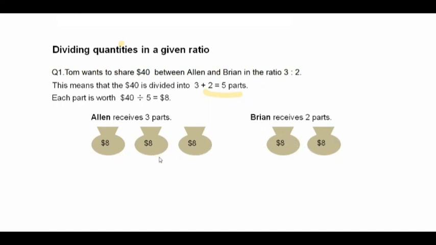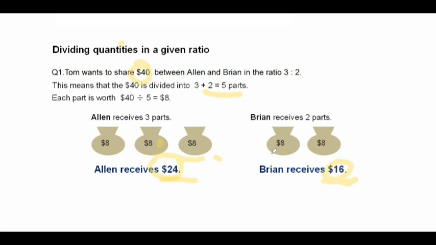Again, 3 parts of $8 is 8 into 3, which is 24. So Alan receives $24. 2 parts of 8, Brian receives 8 into 2, which is $16. If you need to check, children, $24 plus $16 will total add up to 40. This total will be adding up to 40. This is how you recheck it. So this is how Tom divided $40 between Alan and Brian in the ratio 3:2. Alan got $24 while Brian got $16.